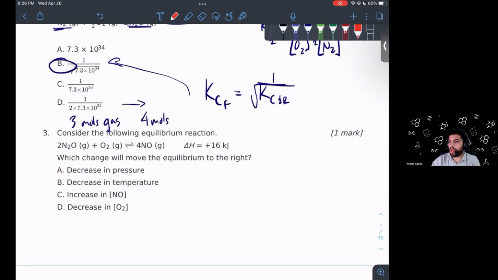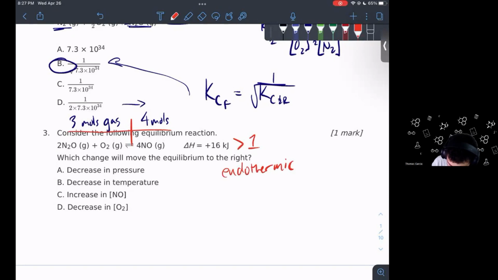All right, so for number 3, consider the following equilibrium reaction. We notice that H is greater than 1. Now, because it's greater than 1, we know it's endothermic. We also know that we have 3 moles of gas and 4 moles of gas on either side of the equilibrium. So with this said, we are going to figure out how to shift the equilibrium to the right.